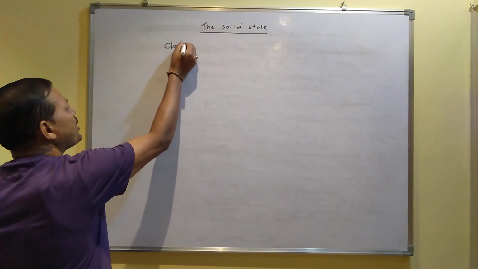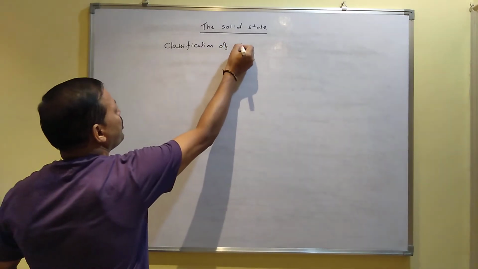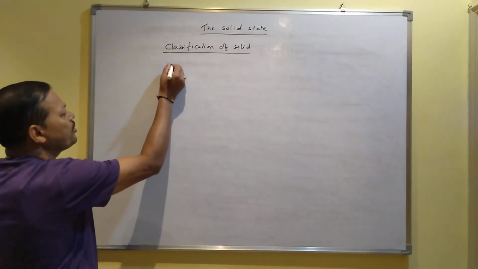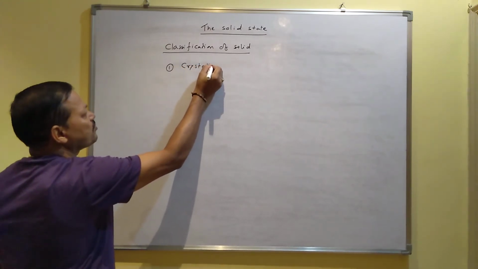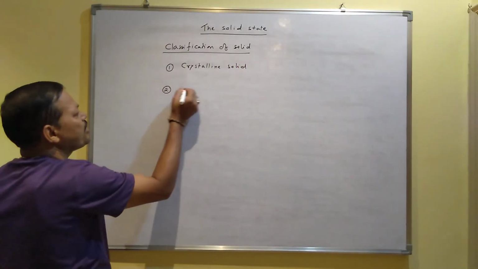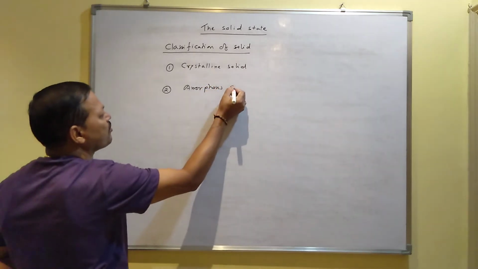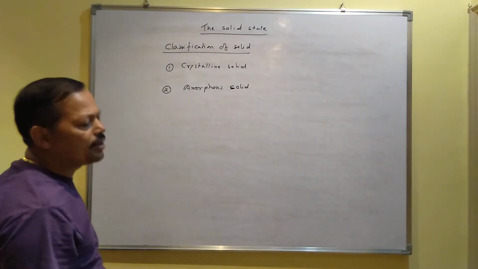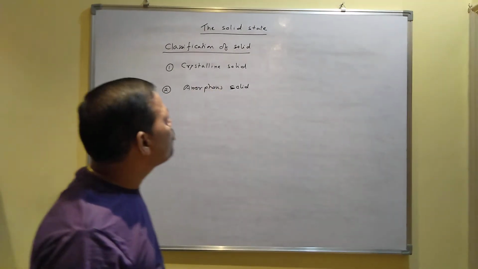you should know first about the classification of solid. Mainly, there are two types of solid. One is called crystalline solid, and one is called amorphous solid. Some solids are called crystalline solid, and some solids are called amorphous solid.